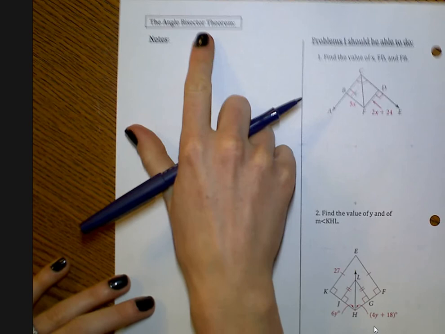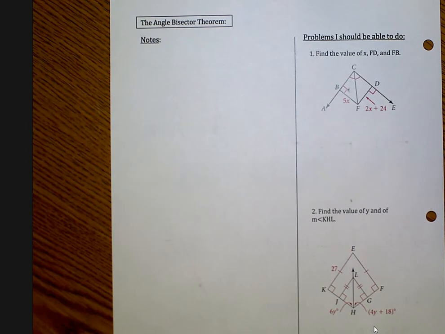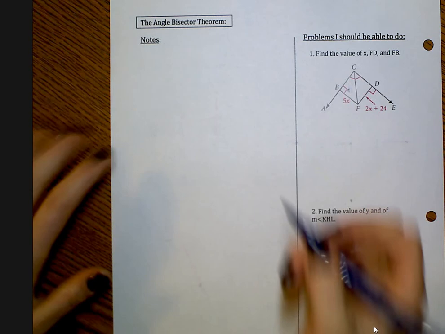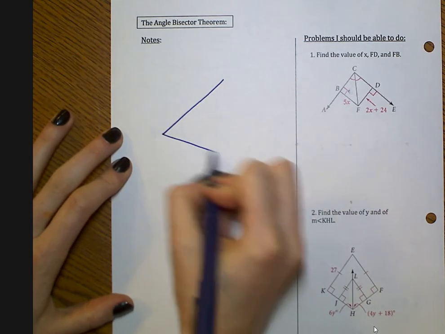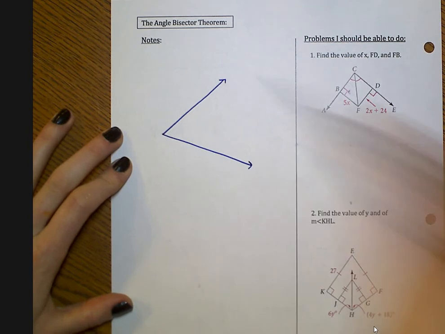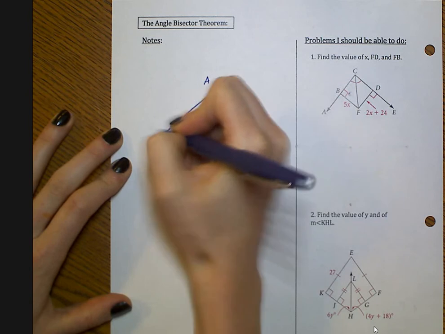On the back, it's the same idea, except this time we're talking about an angle, not a segment, being cut in half. So let's get a little visual going. Let's draw a picture here. We've got some angle, and I'm going to call it angle ABC.